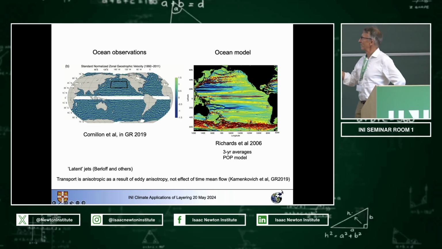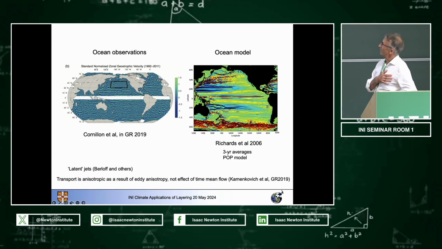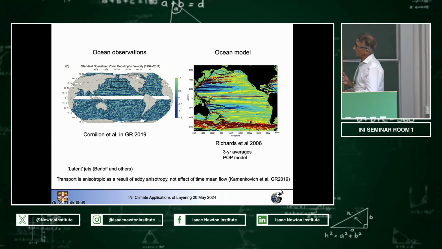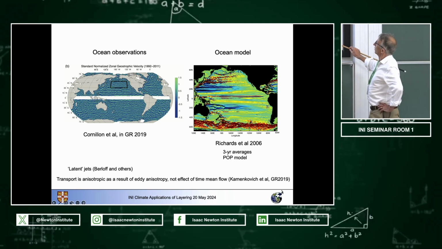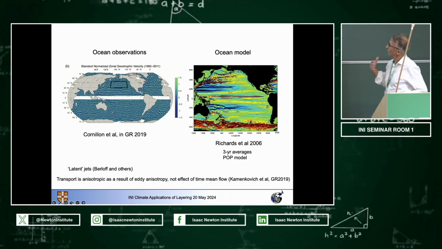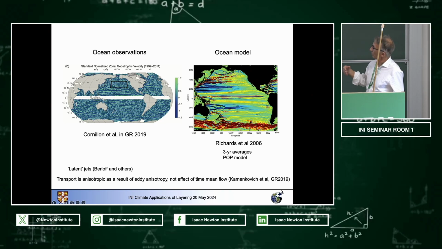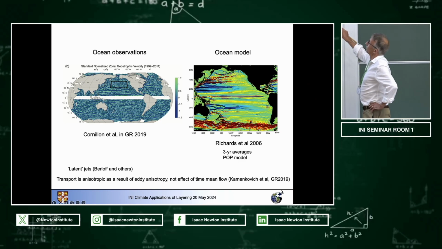The context for this is that 20 years ago, people started to get very excited about the fact they saw jets in unexpected places in ocean models, and to some extent in observations. This is an example from a paper by Kelvin Richards, from a state-of-the-art ocean model at that time. They're looking at the zonal velocity, averaged over about 3 years. What you can see are jet structures.